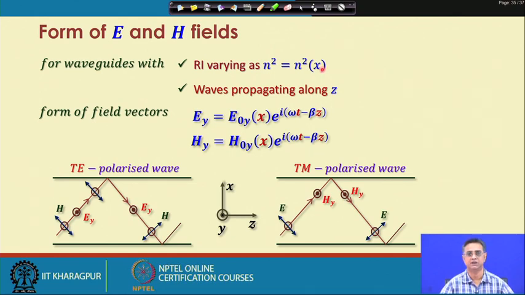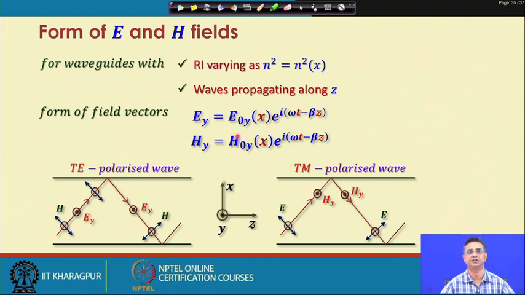You have two interfaces, one at the top, one at the bottom, and the wave will be confined between these two interfaces. So, the wave will be propagating along the z direction. We assume that along the y direction the structure is invariant, and also along the z direction. The form of the field vectors in this case, because it does not depend on the y coordinate, the electric field will be represented by E 0 of x only, and this phase factor will remain the same, and similarly for the magnetic field it will be H 0 of y, a function of x.